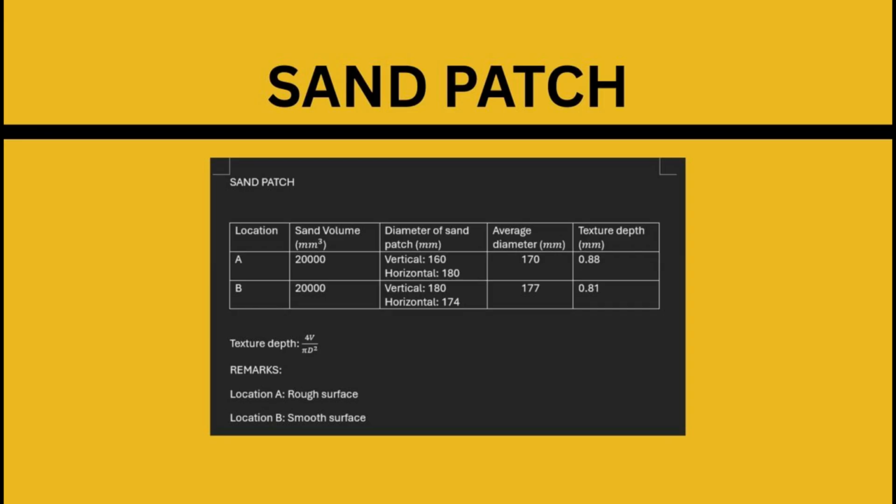First, we conducted the sand patch test to determine the texture depth of two different locations. Using a fixed sand volume of 20,000 mm³, we measured the diameter of the spread. At location A, the average diameter was 170 mm, resulting in a texture depth of 0.88 mm. This characterizes it as a rough surface. At location B, the sand spread wider to an average of 177 mm, giving us a lower texture depth of 0.81 mm, which indicates a smoother surface.